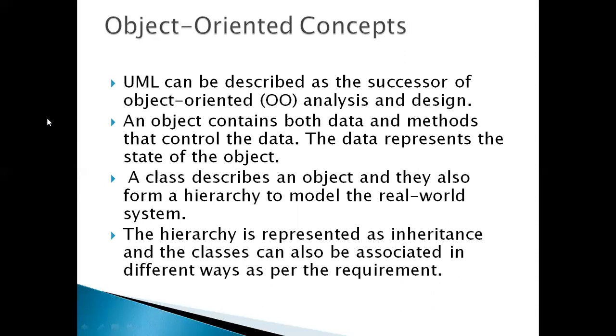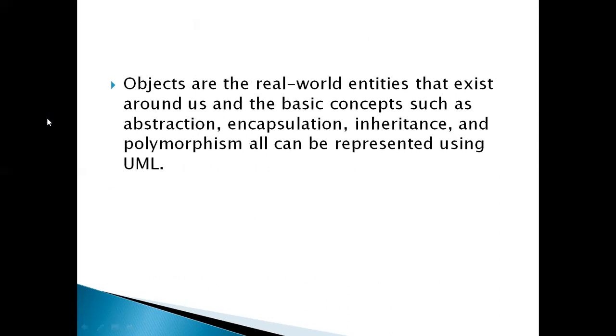The class describes an object, and classes also form a hierarchy to model the real world system. The hierarchy is represented as inheritance, and the classes can also be associated in different ways as per the requirements. Objects are real-world entities that exist around us, and the basic concepts such as abstraction, encapsulation, inheritance, and polymorphism can all be represented using UML.